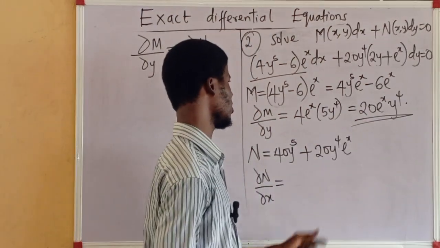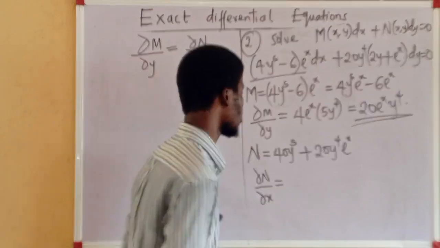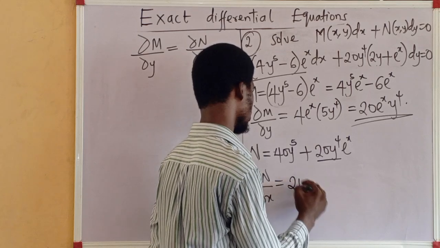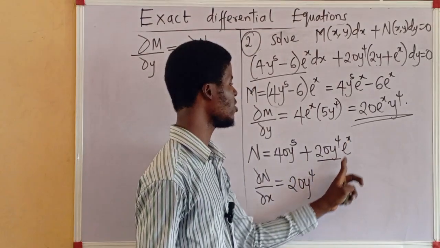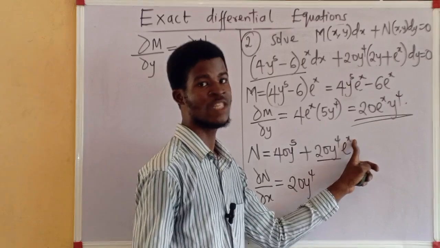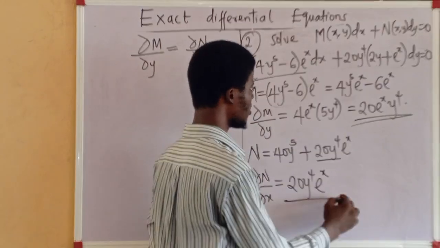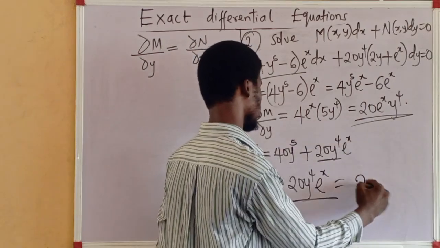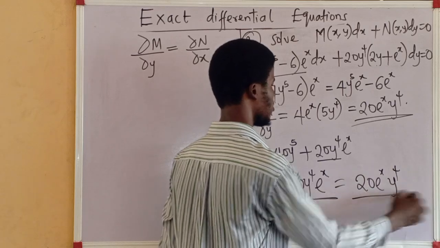Then let's differentiate this now with respect to what? x. We'll take 20y to the power of 4 as a constant. If we differentiate e to the power of x with respect to x, it is still e raised to the power of x. So you can see that this is the same thing as this: 20e^x y^4.